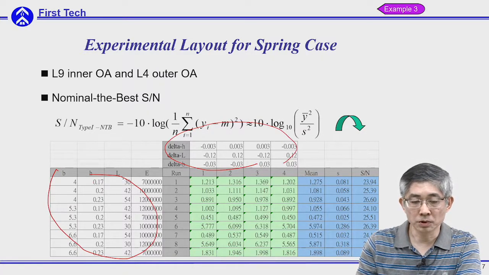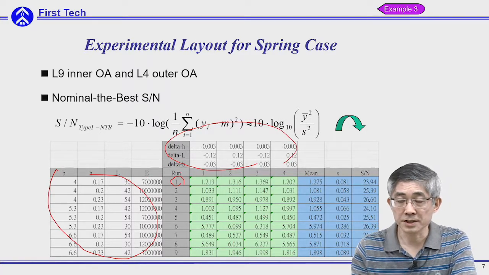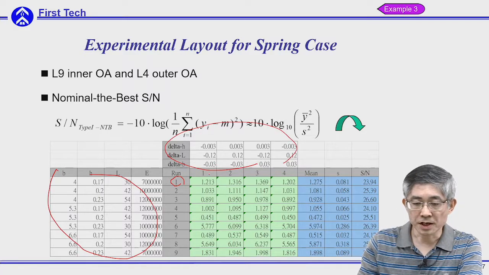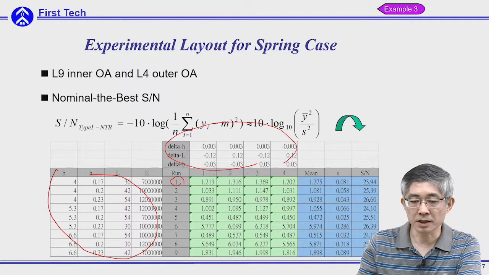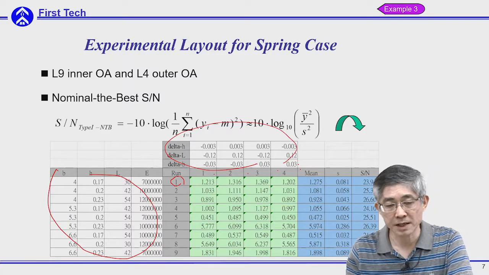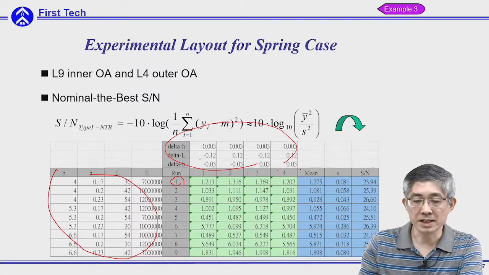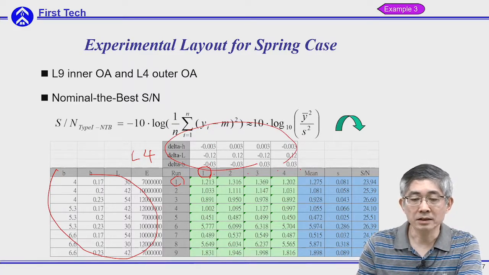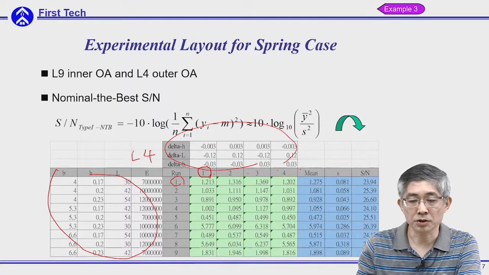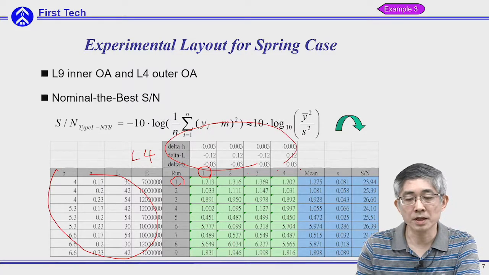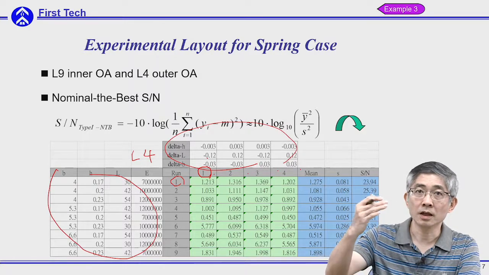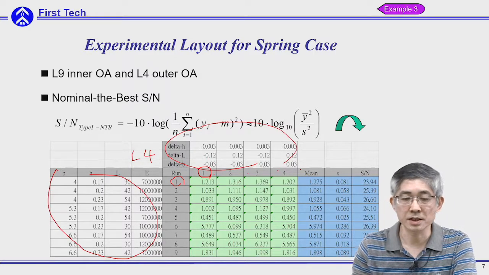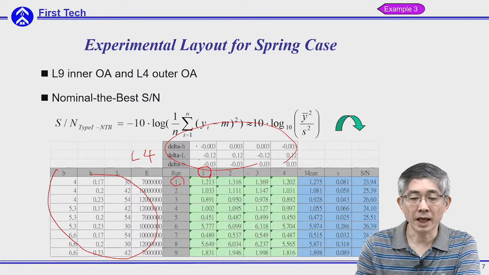Each row of the inner array stands for a different design. And for each design, we have several samplings. In this case, there will be 4 samples. And each sample is a combination of the L4 outer array. For the first sample, this is under the influence of B to be minus 0.03, which stands for the low limit of the manufacturing tolerance. Same thing for L and H.